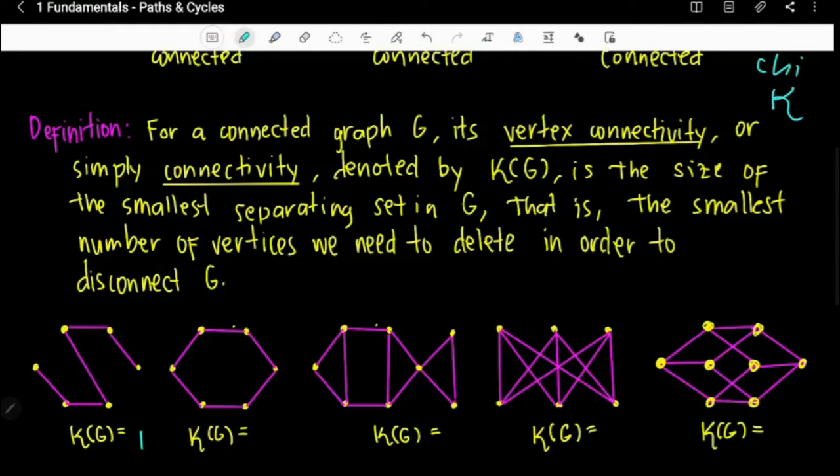For a cycle, pag nag-delete ako ng isang vertex, kasama yung edge, connected pa din. So, the remaining cycle nagiging path. Huwag mo i-delete yung endpoint. Kasi alam na natin, pag endpoint ang dinelete mo sa path, connected pa din yung natitira. So, let's delete any other point except the endpoint. And that makes your graph disconnected. So, ilang vertex yung kinailangan? 2. So, the vertex connectivity of the cycle is 2.